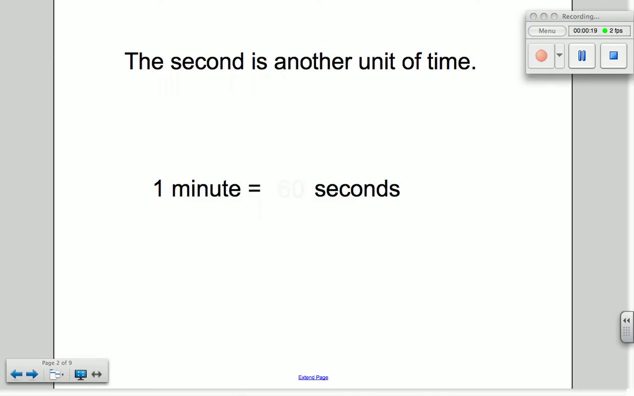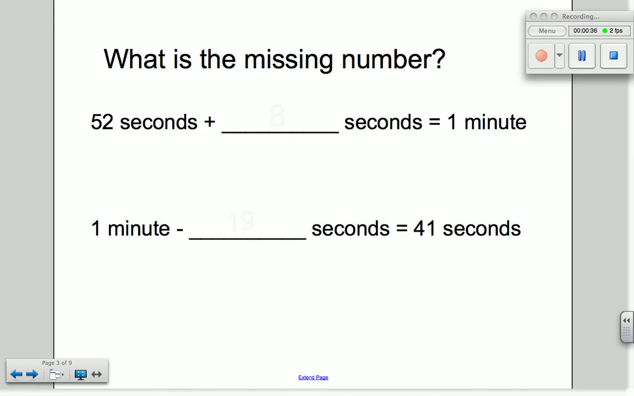Here we go. The second is another unit of time. We've been talking a lot about minutes and hours. Today we're going to talk a few moments about seconds. As I'm sure all of you know, 1 minute equals 60 seconds. So let's use that information to solve these next 2 problems.